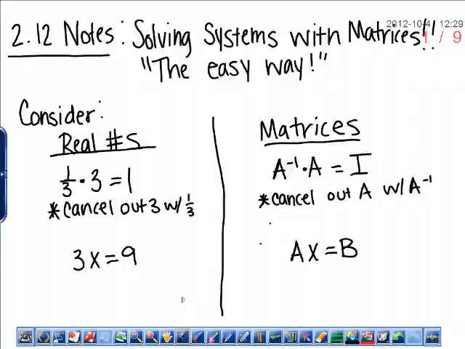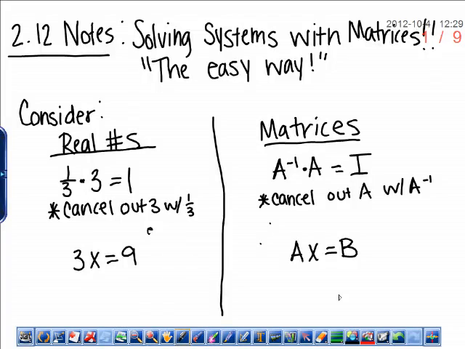Okay, so today is the day you hate me. We're going to talk about using matrices to solve systems, okay? So let's look at the big picture here. Consider using real numbers.